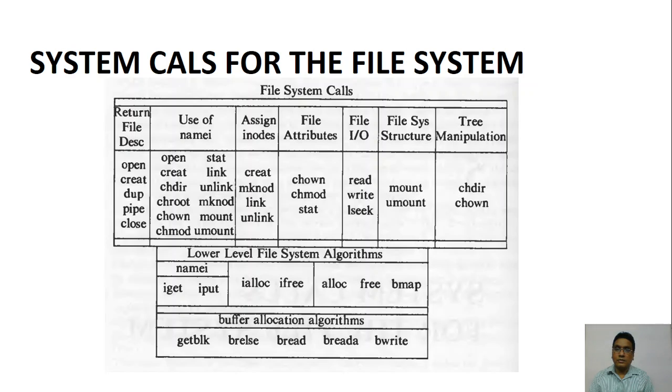The system calls for the file system are categorized into different sections based on how they are being used, what type of activity they perform, and what the return value is.